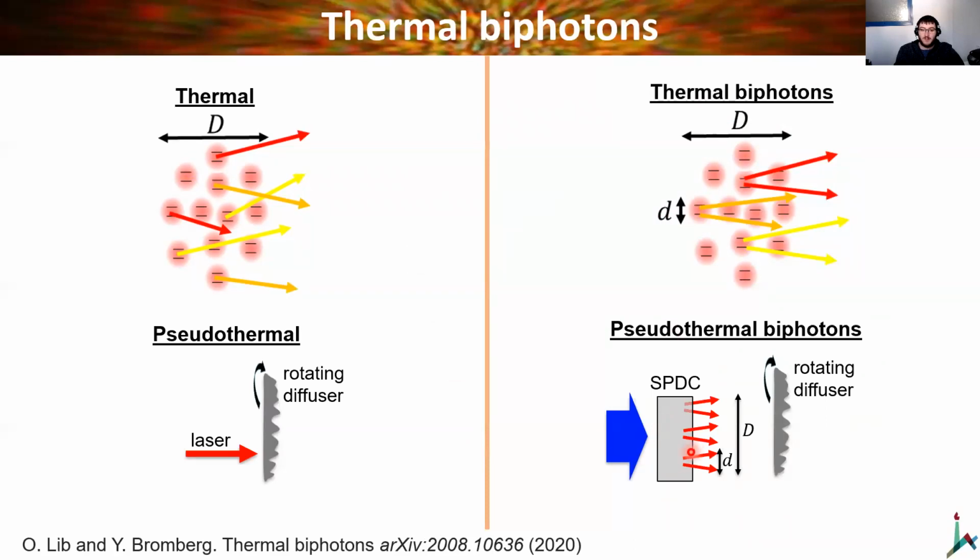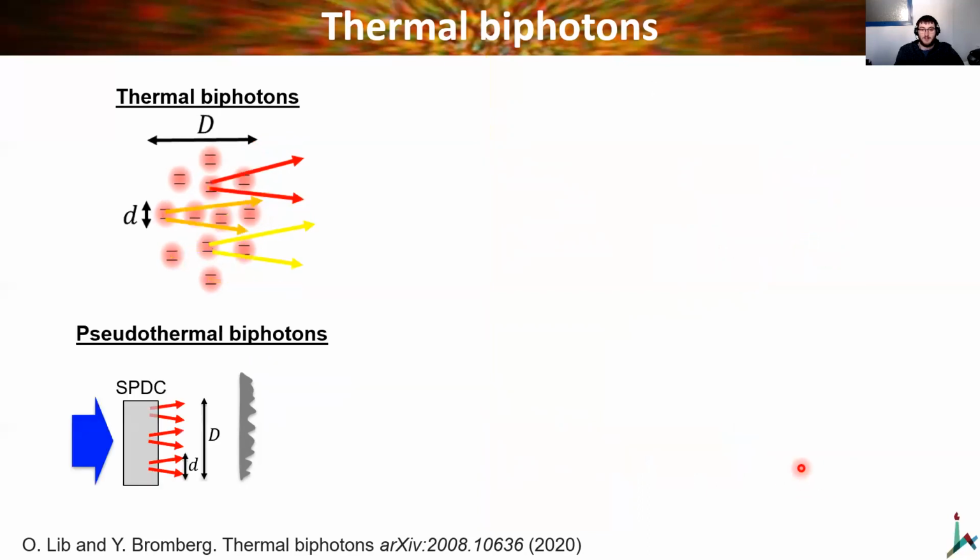We implement this kind of source in the lab, a pseudo-thermal biphoton source, by using the process of spontaneous parametric down conversion, or SPDC, in which we have a classical pump beam, and with a nonlinear interaction with a crystal, pairs of correlated photons are created. These created photons are spatially correlated, so they are emitted within the same area, small d. So capital D is determined by the size of the pump beam, and the two photon emissions are determined by the spatial correlations of SPDC. And again, we pass the photons through a diffuser that randomizes their phases.